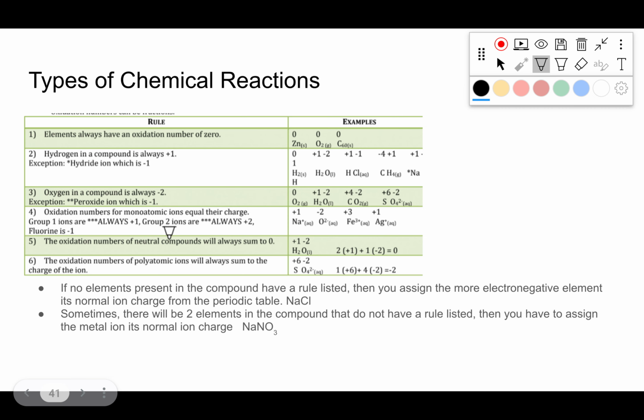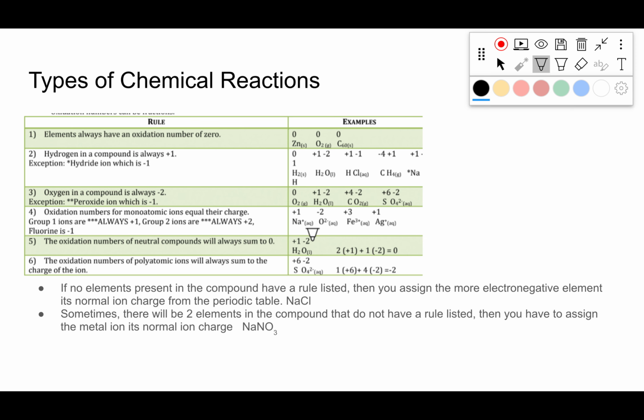If you have a monatomic ion, so it's an ion that's just by itself, mono means one, atomic, atom, it takes on the charge it would have from the periodic table. So sodium is in group 1, positive 1. Oxygen's in group 16, negative 2. Iron is a transition metal, it can take on different charges. It tells us it's a positive 3, so its oxidation number is a positive 3. And silver, even though it is a transition metal, you should have memorized silver is always positive 1, and zinc is always positive 2. It would take on that charge.